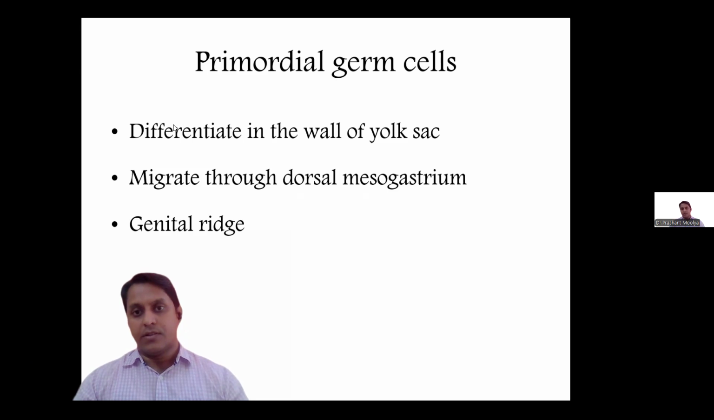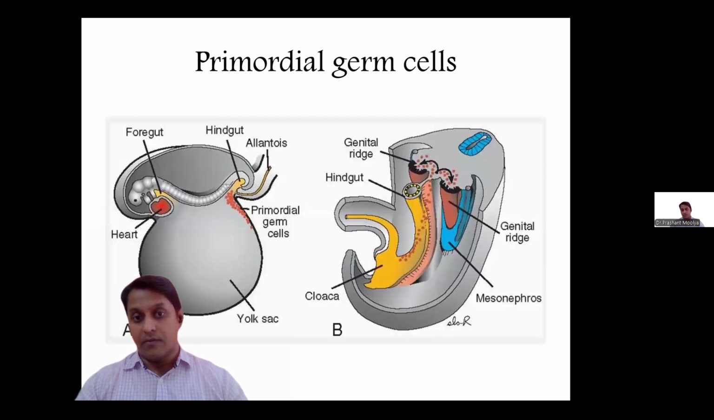The germinal cells, or germ cells, also called primordial germ cells, do not develop from the genital ridge. These germ cells differentiate from the wall of the yolk sac. They are present near the point of the allantoic diverticulum around the third week. Later on, they migrate from this position.